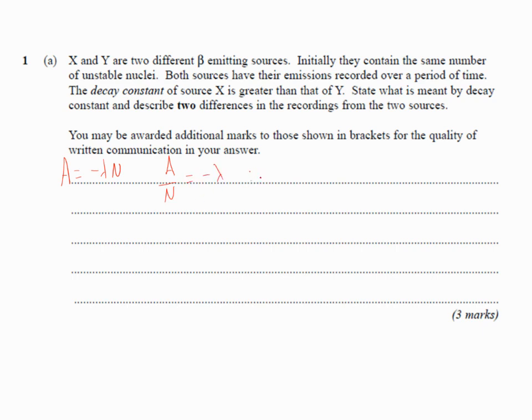So in words, we can say that the decay constant is the number of decays per second divided by the total number of nuclei.